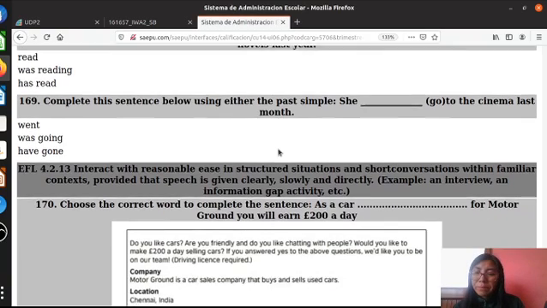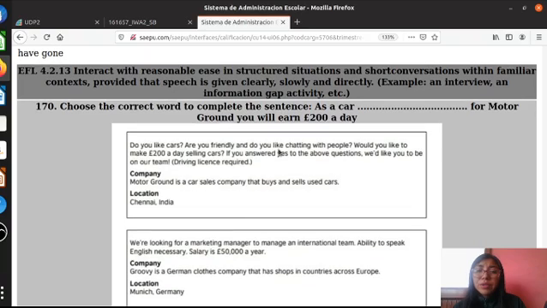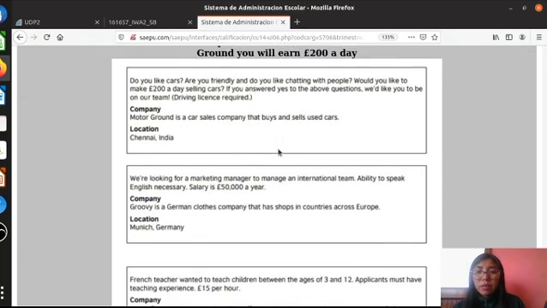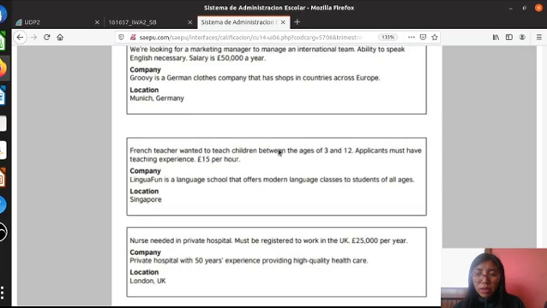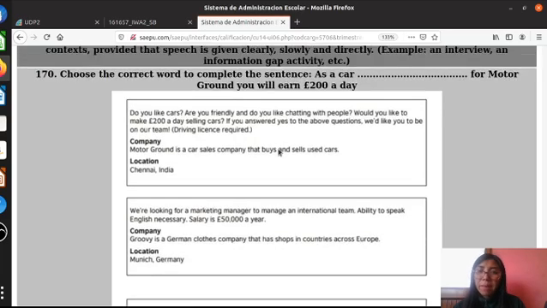Okay, and we are going to start with the reading questions. Okay, con las preguntas de las lecturas. Vamos a leer primero esta lectura in order to understand better. Okay.